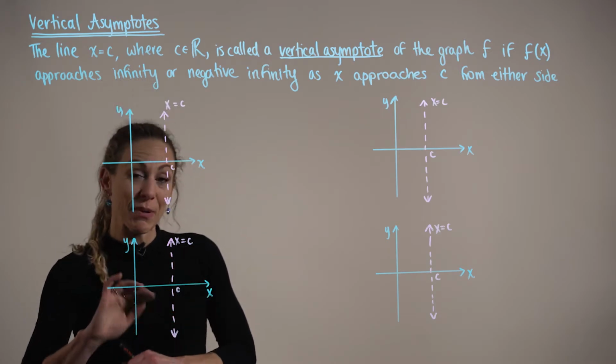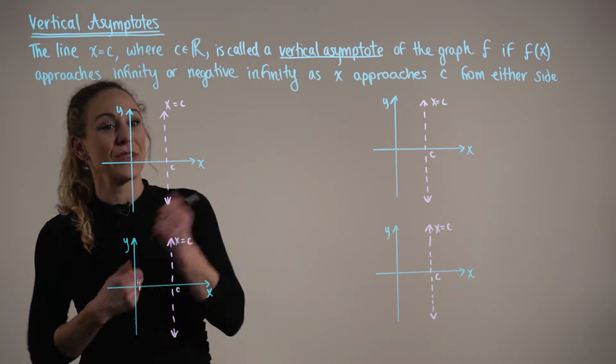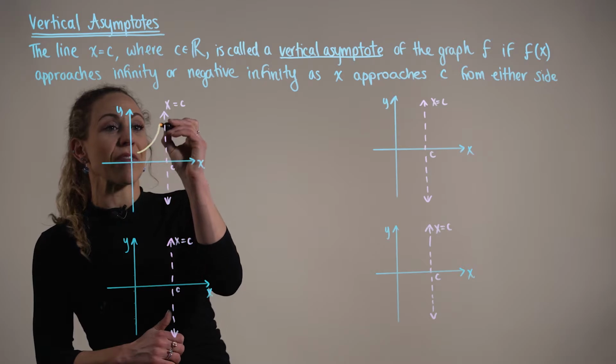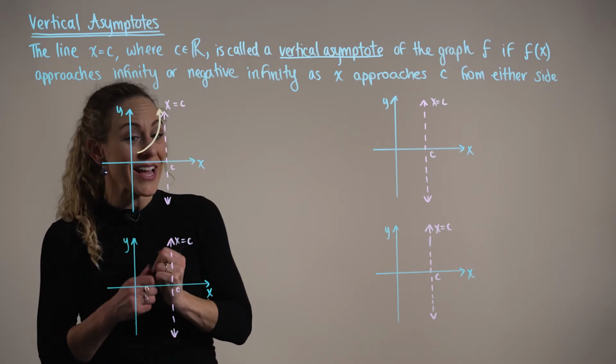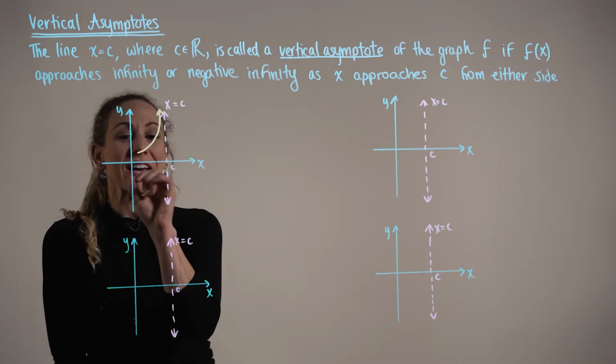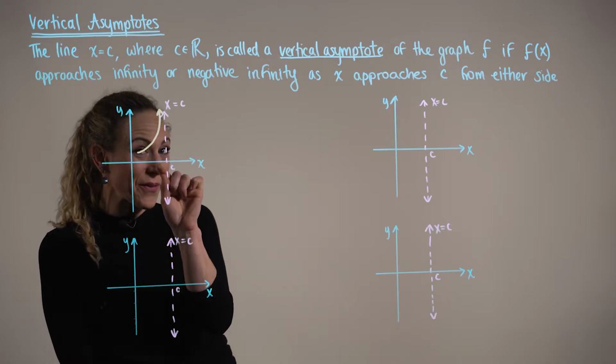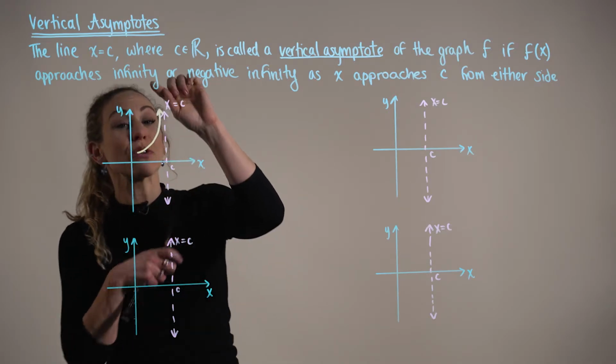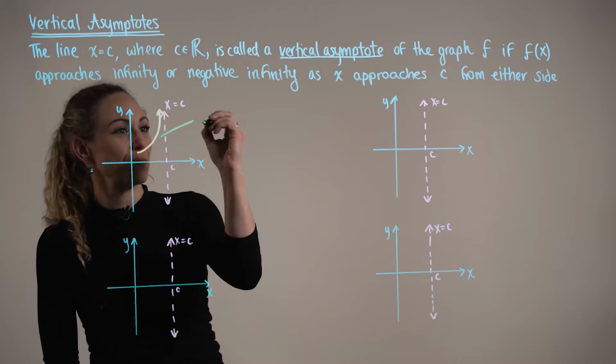Let's begin by thinking about the left-hand side of c. So in a case where we have a rational function that looks like this, we can observe here that as x is approaching c from the left, the y values are growing without bound.